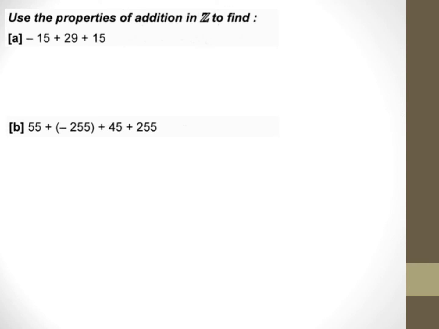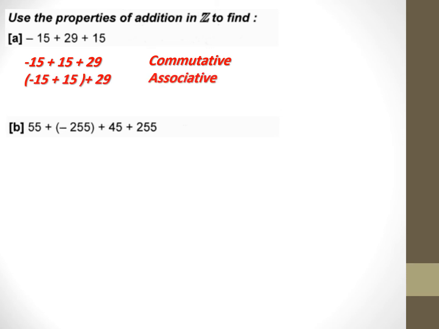Let's see. Negative 15 plus 29 plus 15. We can take the similar integers with opposite signs like this. By using commutative, we will take negative 15 plus 15 plus 29. It is called commutative. And by using associative, we will put negative 15 plus 15 in a bracket. Like this, it's called associative. Negative 15 plus 15 equals 0. Plus 29 equals 29. 0 plus 29 is called additive identity.